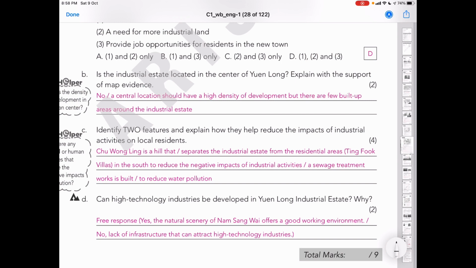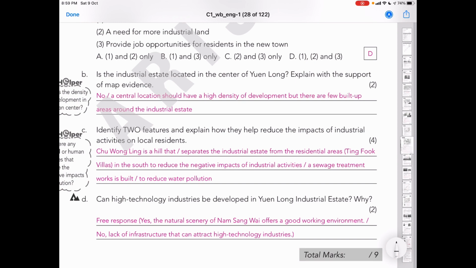Okay, can high-end technology industry be developed in Yuen Long industrial estates? Why? Yes or no are both fine. Okay, because the natural scenery can provide a good working environment. Just like if you have seen the YouTube of the Apple Park, which is the headquarters of Apple, then you can see the environment is very good as well. Okay, so accordingly the natural scenery will be very good.